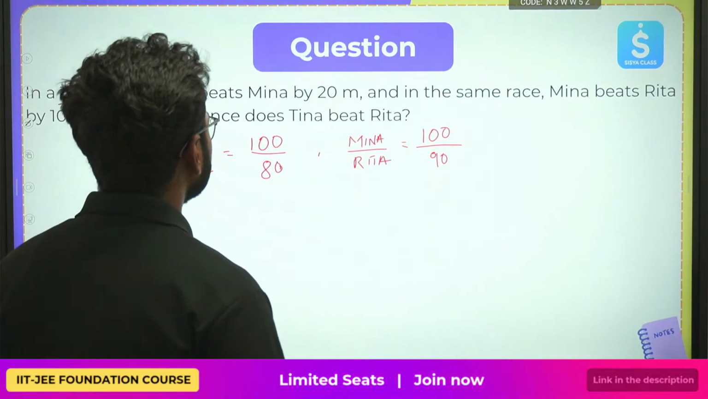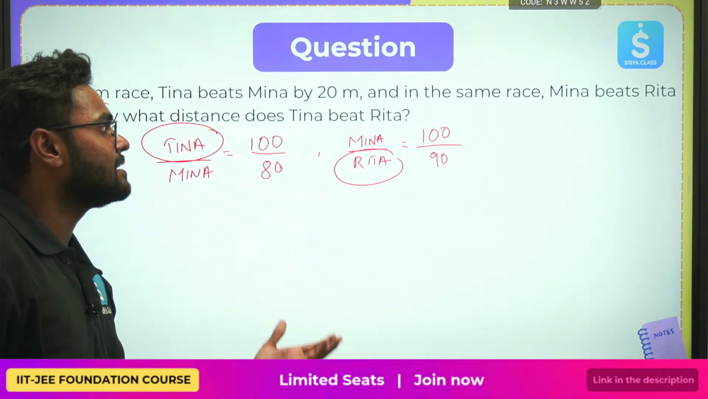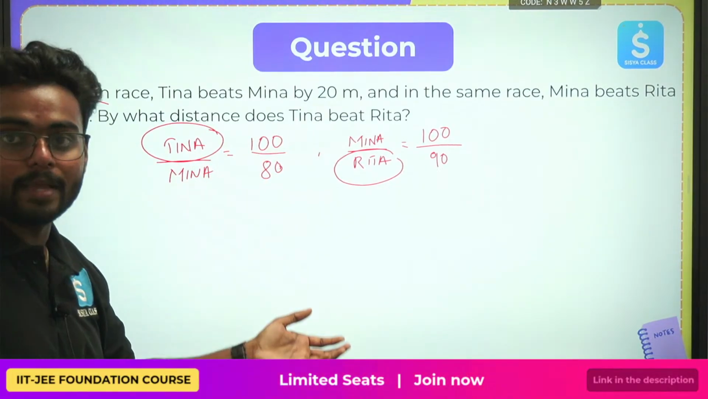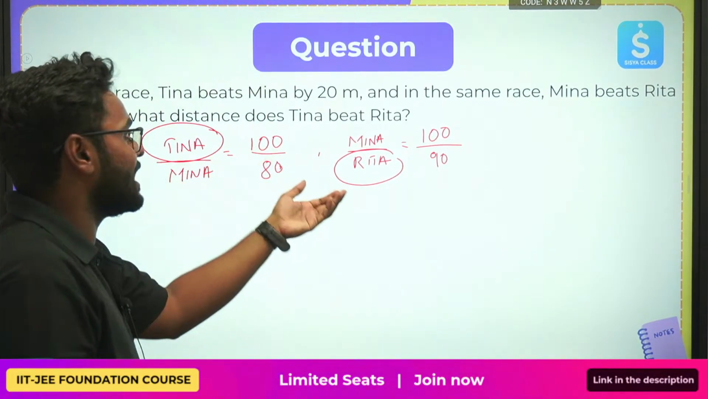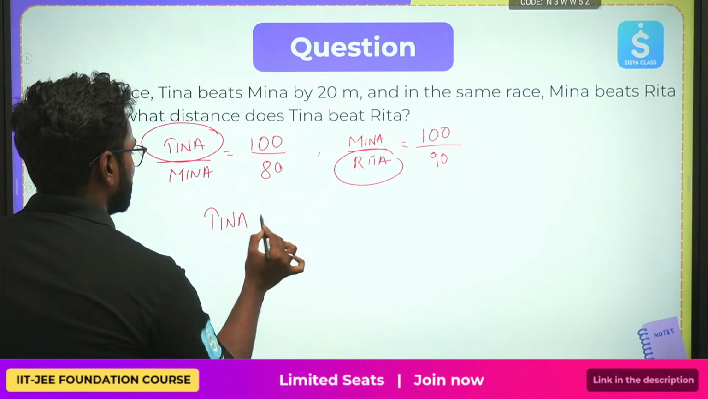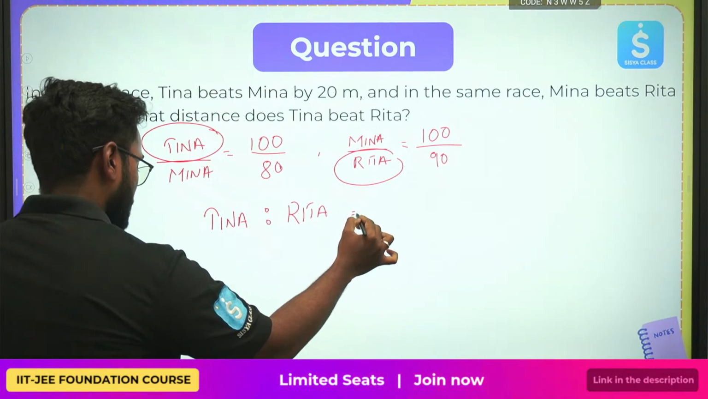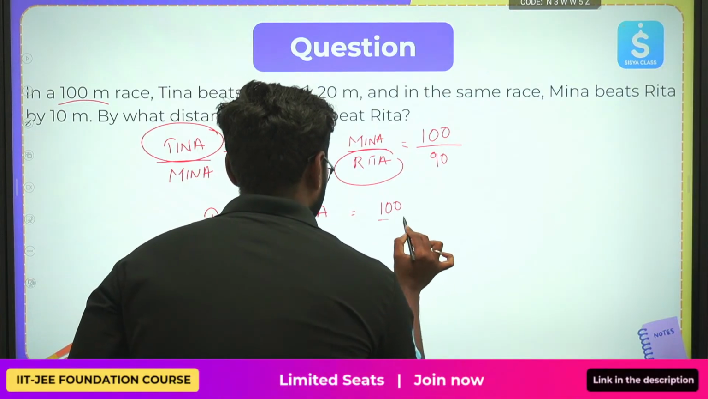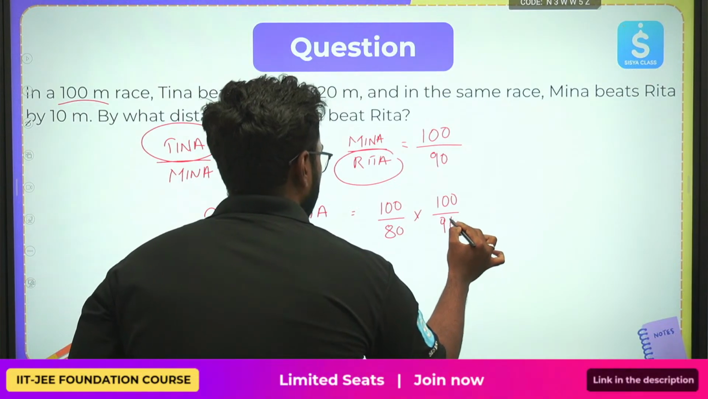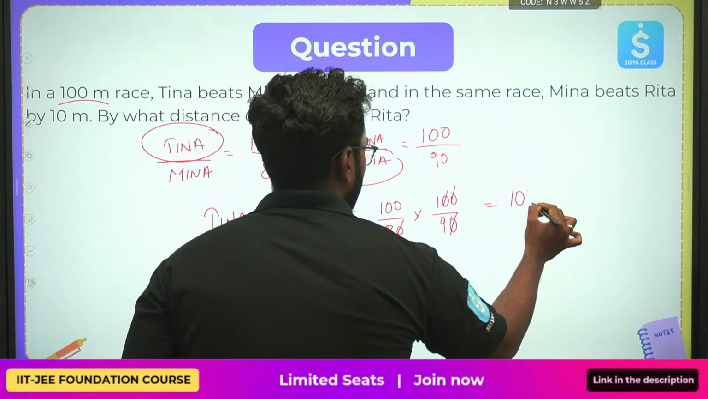Now they have asked us to find the relationship between Tina and Rita. Got it? If you multiply both of them, Meena won't be there. You will be getting the relationship that exists between Tina and Rita. So Tina is to Rita is given by 100 upon 80 into 100 upon 90. So this should be 100 upon 72.